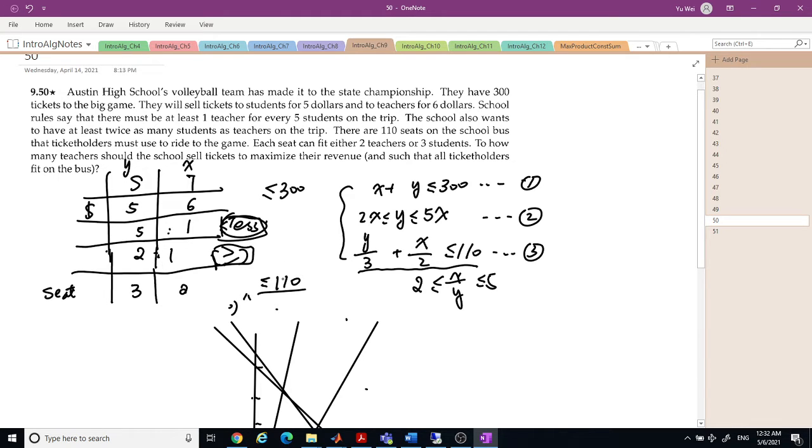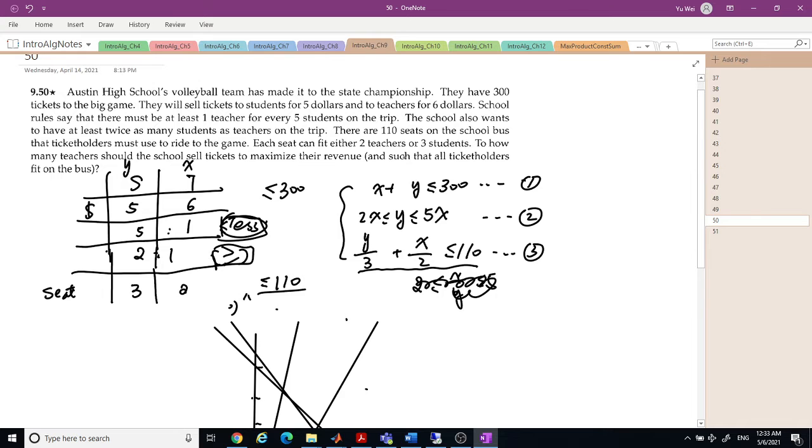So we have 110 seats here, and each seat can seat either 3 students or 2 teachers. So we need the number of students divided by 3 plus the number of teachers divided by 2 to be less than or equal to the seat capacity we have. Okay.